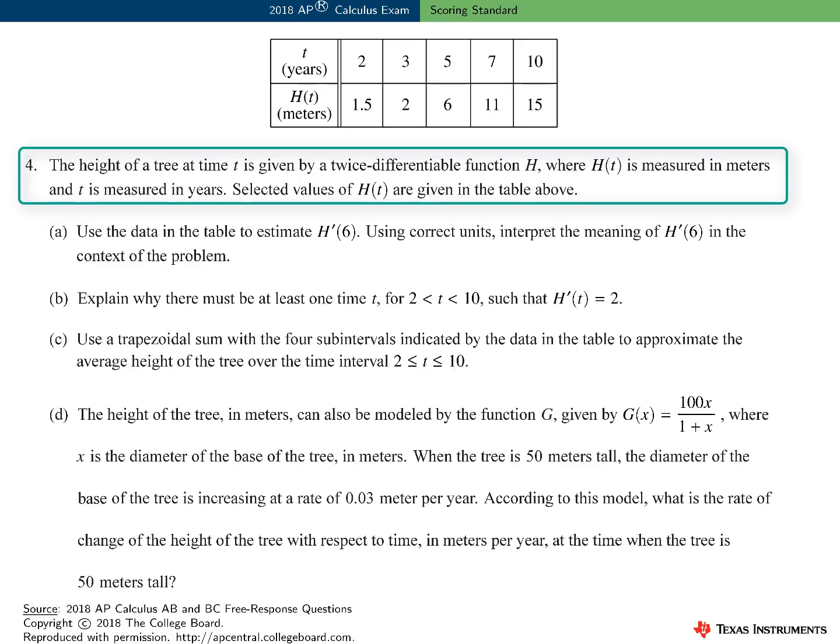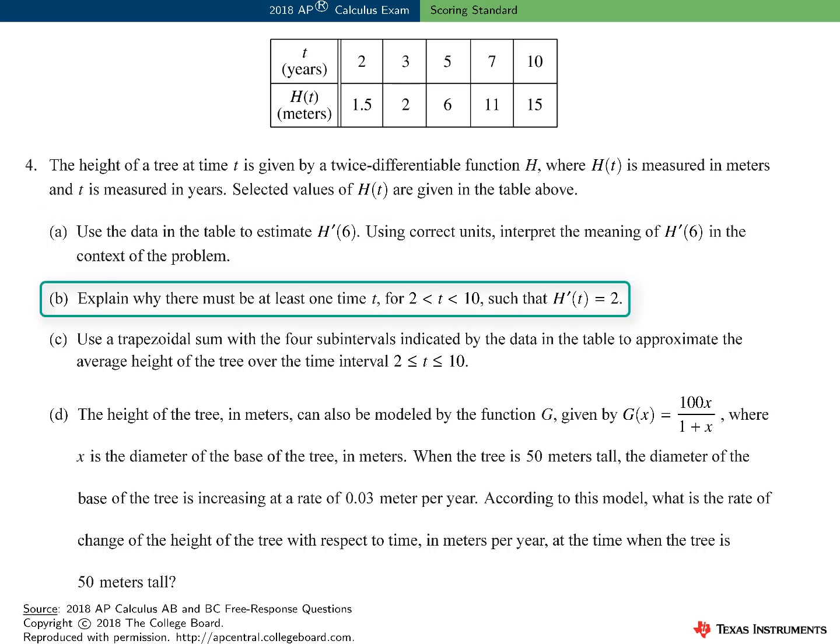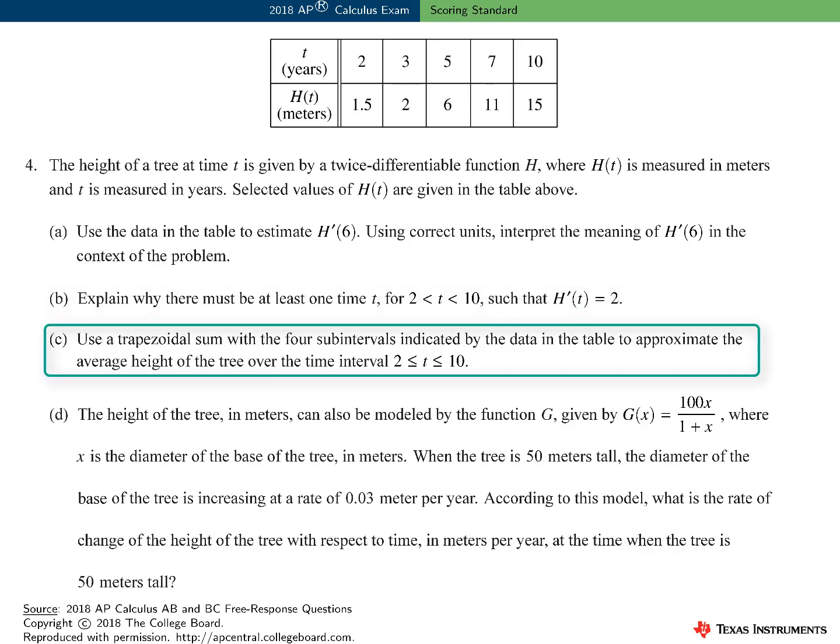This problem involves the height of a tree and a table of values. The height is given by a twice differentiable function h, and selected values of h of t are given in the table. In Part A, we need to use the data in the table to estimate h prime of 6, and we need to interpret the meaning of h prime of 6 using correct units. In Part B, we need to explain why there must be at least one time t for t in the interval 2 to 10, such that h prime of t is equal to 2.